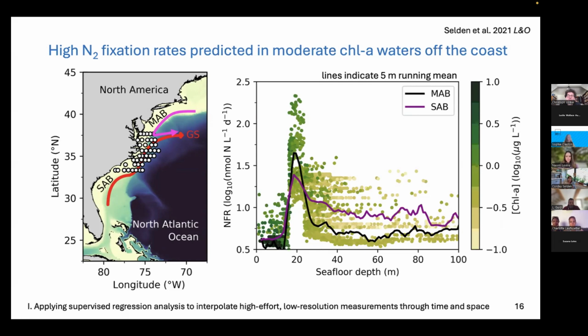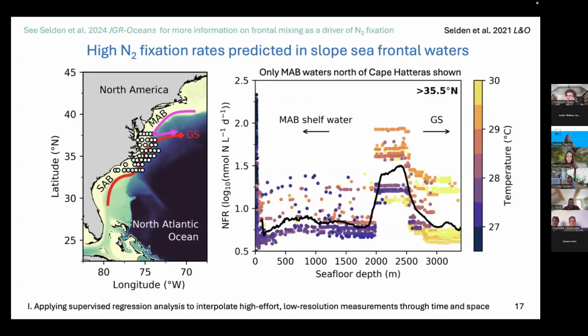Here we can see that both north and south of the convergence zone, nitrogen fixation rates spike just offshore as chlorophyll concentrations begin to drop. And this is likely as terrestrially sourced nitrogen is being drawn down, but other nutrients remain available. Zooming out a little bit to include the slope, we can see another predicted nitrogen fixation hotspot as mid-Atlantic Bight shelf waters mix with Gulf Stream waters as they push offshore.